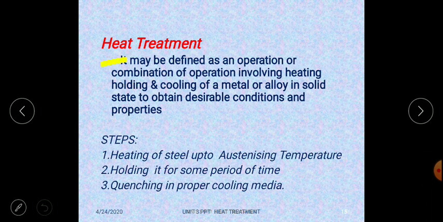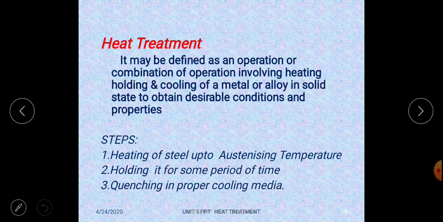So coming to heat treatment. What exactly does heat treatment mean? It is defined as an operation or combination of operations. So what are these operations and their combination? First one, heating, holding and cooling. So heating an alloy, then holding that same alloy at that temperature and then cooling that alloy or metal from that temperature to room temperature. Word by word, it is defined as an operation or combination of operations of heating, holding, cooling of a metal or alloy in a solid state.